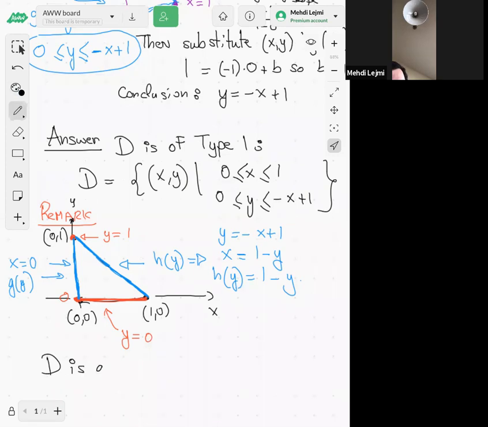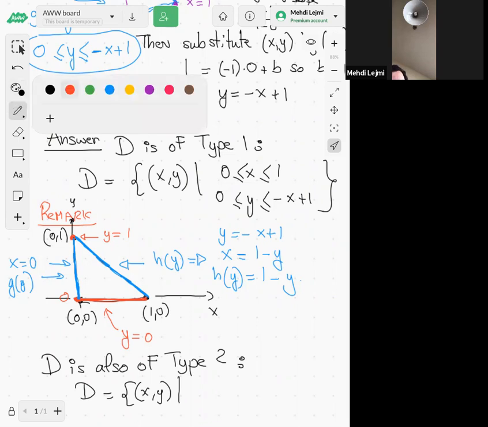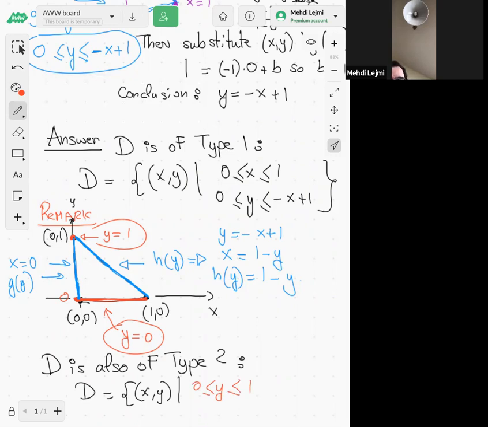Is also of type 2. Because I can describe D as the set of points such that y is between 0 and 1. So we have the segment in the bottom and this point in the top, right? So y is between 0 and 1, and x is between the graph of two functions.